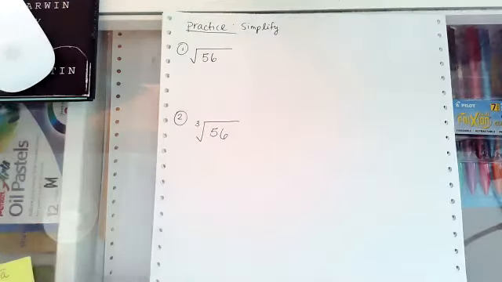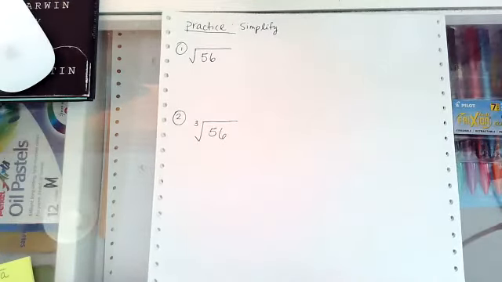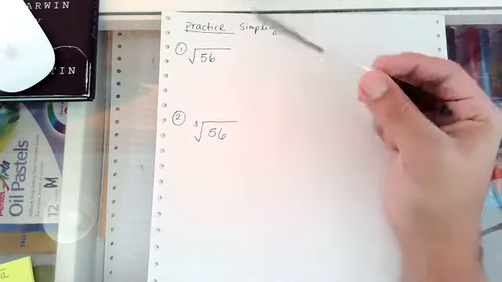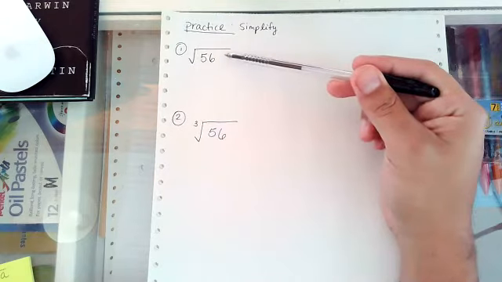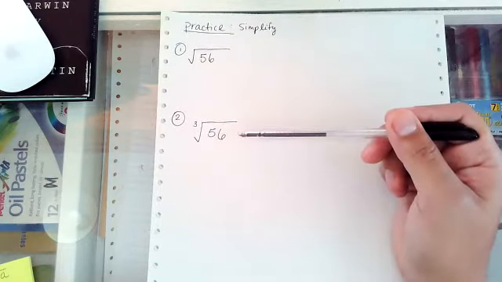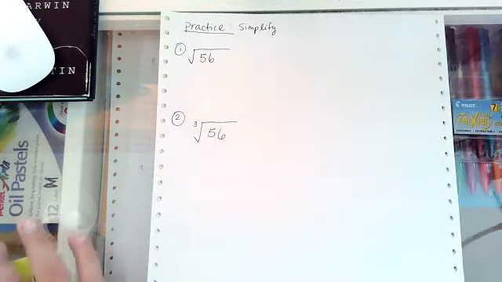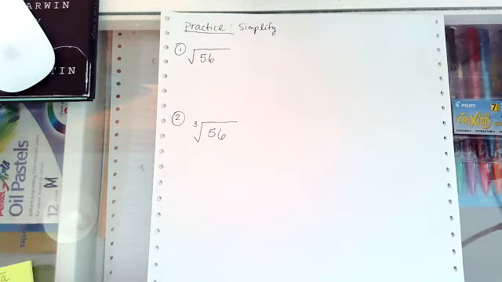Okay, so again, just as a review, we're just going to practice simplifying these radical expressions, sort of what we did last time. So the first radical expression is the square root of 56, and then the second one is the cube root of 56. So take a few minutes, try to simplify those.